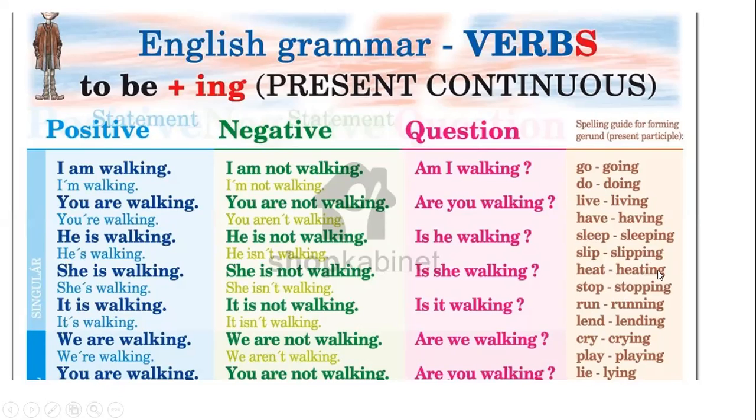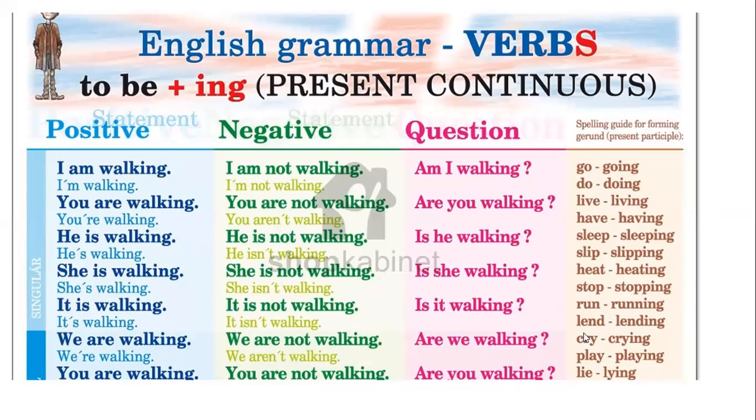Hit, hitting. Stop, stopping. En el stop, stopping, vea que es igual a slip. There's only one vowel, so you duplicate the P, stopping. Se duplica la P porque es un monosílabo con una sola vocal, only one vowel. And it happens with run, running. We duplicate the letter N because it's one monosyllable with only one consonant. Lend, you just add ing, lending.